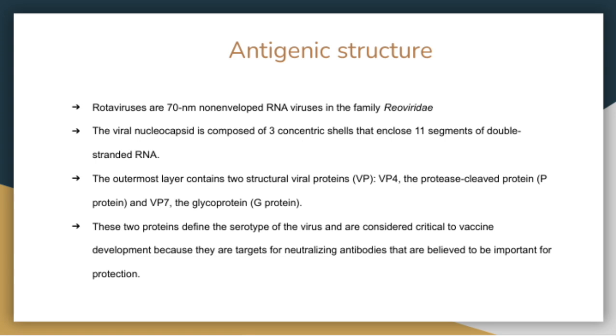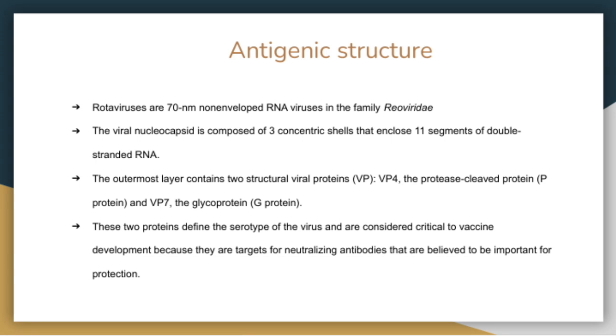These 2 proteins are particularly important because they define the serotype of the virus, meaning they determine the specific immune response the virus will provoke. That's why they're so critical in vaccine development. They're the primary targets for neutralizing antibodies, immune proteins capable of blocking infection.